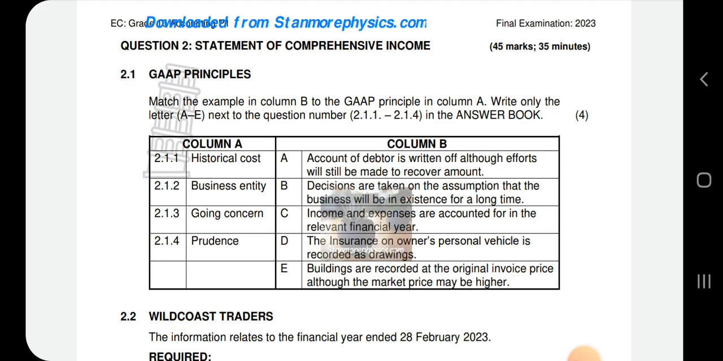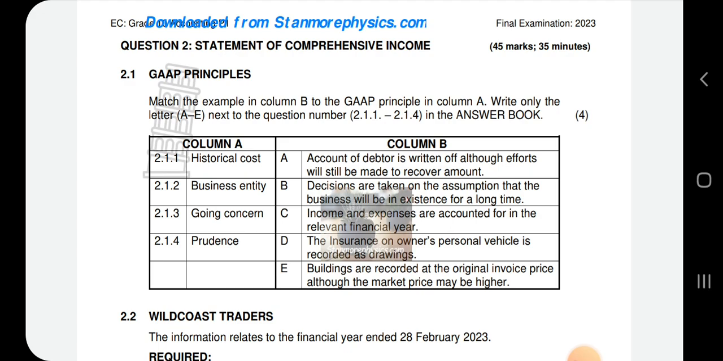In column A, we have accounting principles: historical cost, business entity, going concern, and prudence. Let's try to see which one is historical cost. Remember, historical cost says all assets should be recorded at their historical cost in the financial statements. So we need the original price, the price that it was bought for. That's what historical cost says.